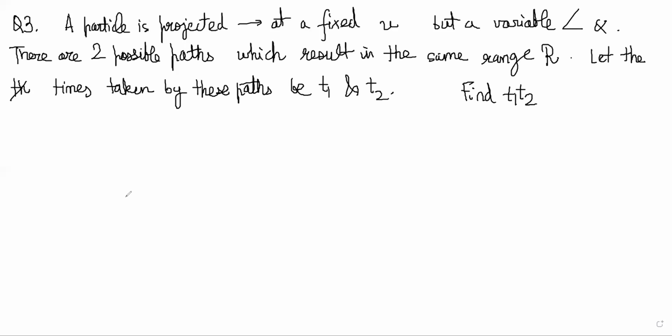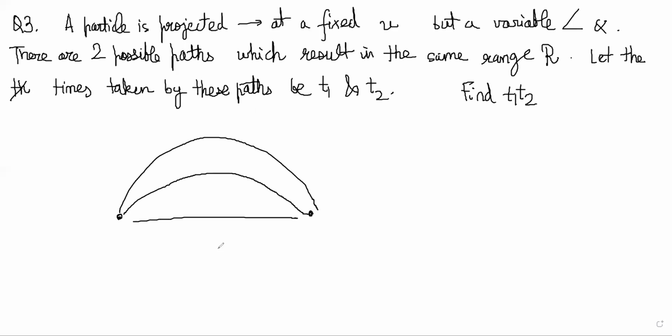So let's think about what we will do here. There is one possible path and there is another possible path, right? They both result in the same range. Range is fixed. So one time you're launching with some angle alpha, one time you're launching with some angle beta, right? And both times the range is the same.